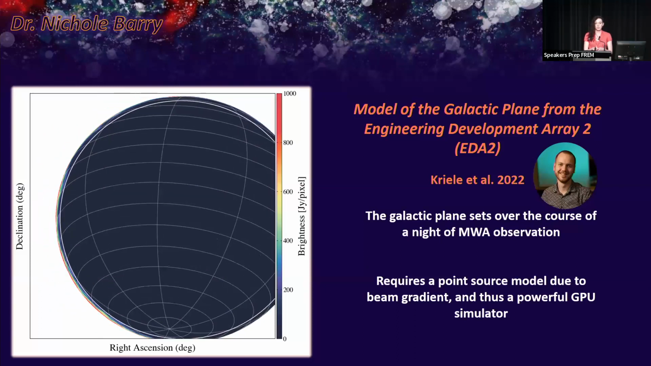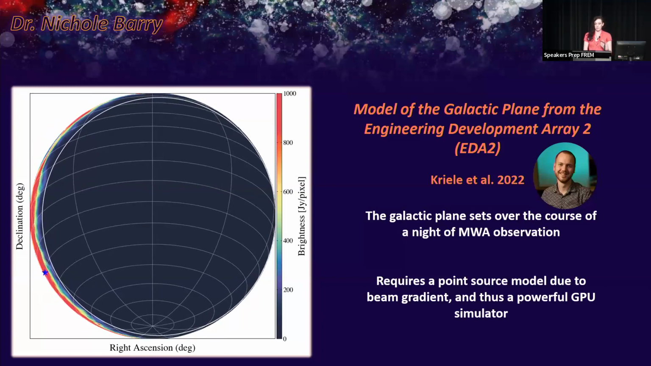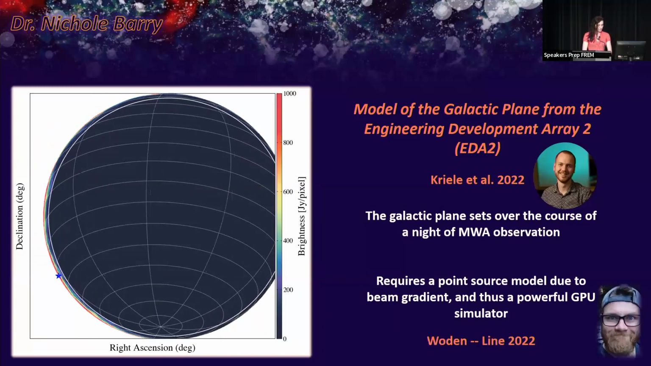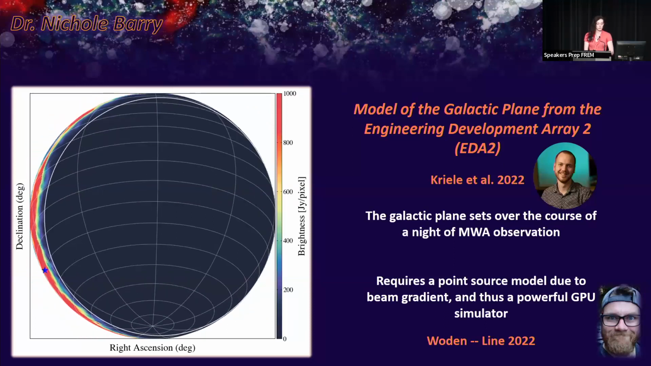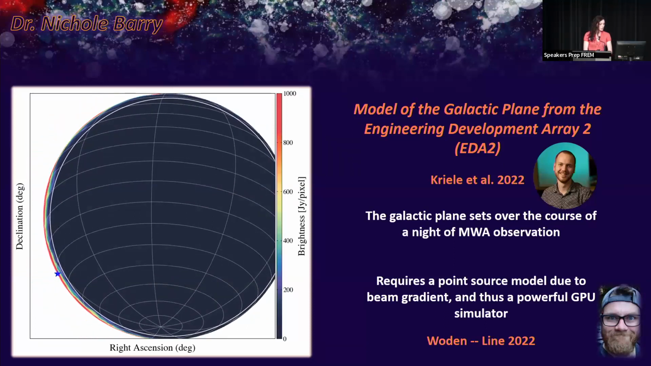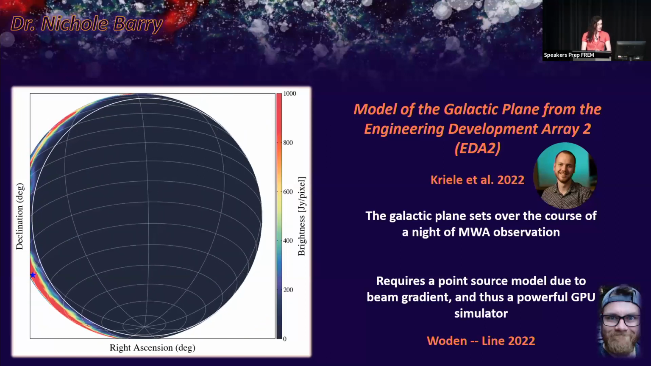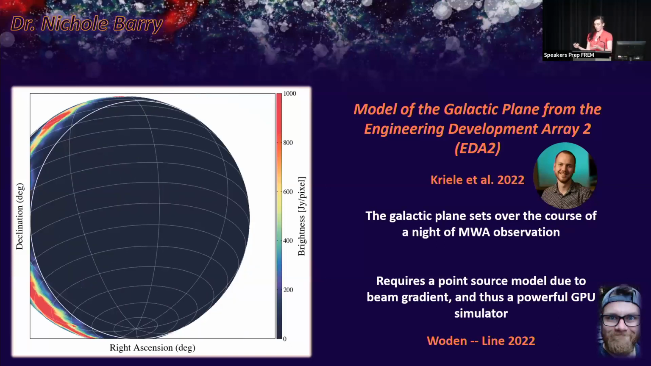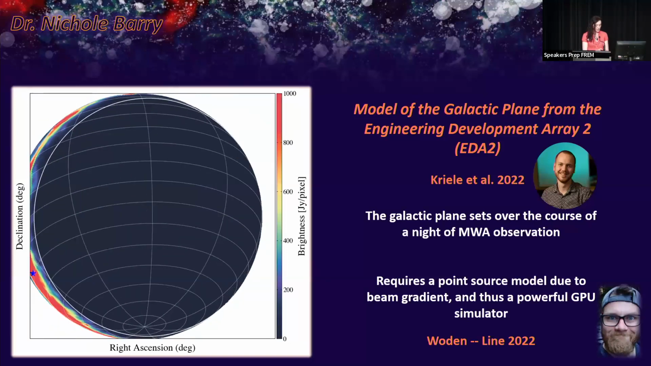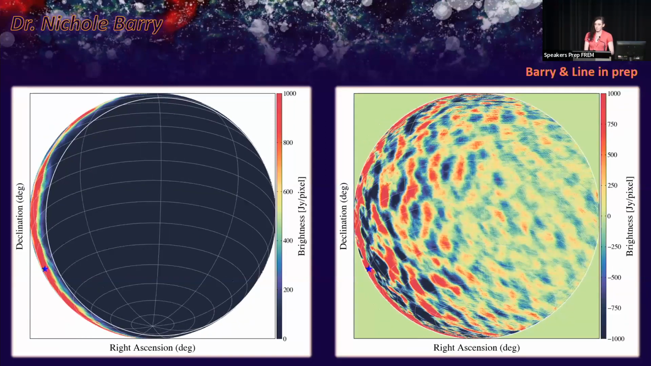And to do that, you need an extremely powerful GPU simulator, because that's quite a lot of point sources. Luckily, Jack Line made such a powerful GPU simulator. It's called Woden, and he published it in 2022. So I was able to take that beautiful model that Mike made, put it through this beautiful simulator that Jack made, and this is what it looks like out of an interferometer.